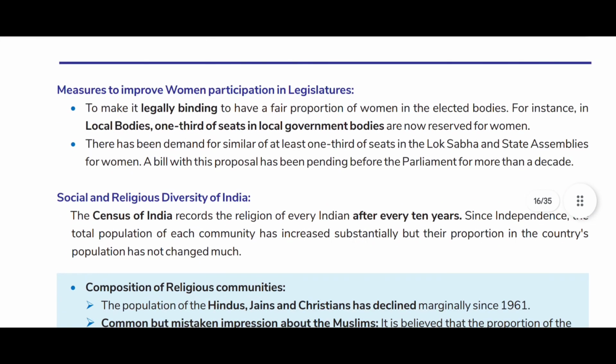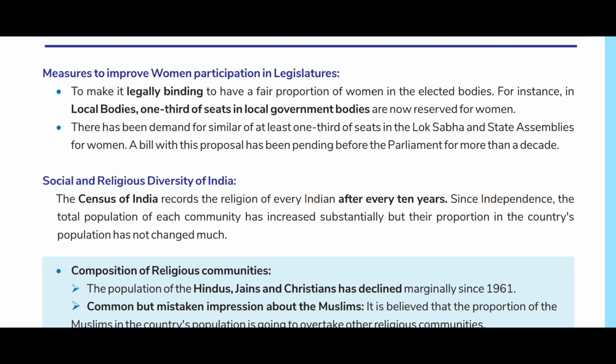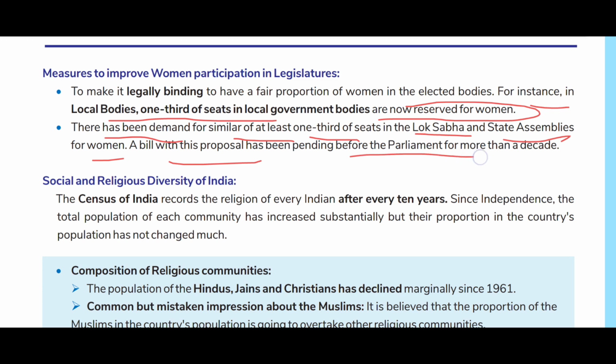Measure to improve women participation in legislature. To make it legally binding to have a fair proportion of women in the elected bodies. For instance, in local bodies, 1/3 of seats in local government bodies are now reserved for women. There has been demand for similar reservation of at least 1/3 of seats in Lok Sabha and state assemblies for women. A bill with this proposal has been pending before the parliament for more than a decade.